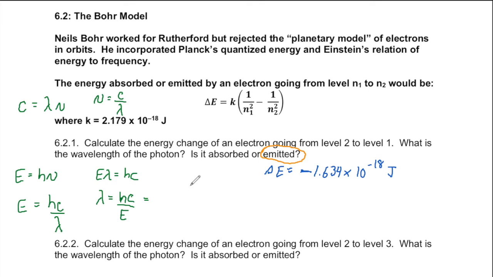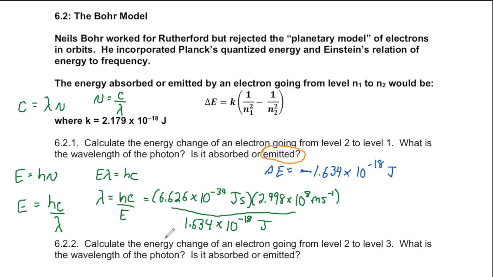So let's plug this energy in there and find the wavelength. When we do that, we're just going to plug in the magnitude of the energy and not the negative sign, because we can't have a negative wavelength. We just have the wavelength of something that's being emitted. And this comes out to be 1.216 times 10 to the negative 7 meters, which would also be 121.6 nanometers if you want to express it in nanometers.